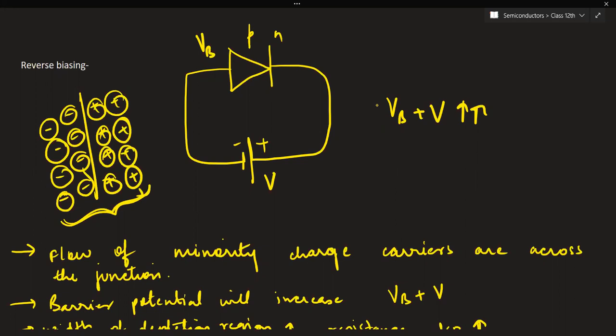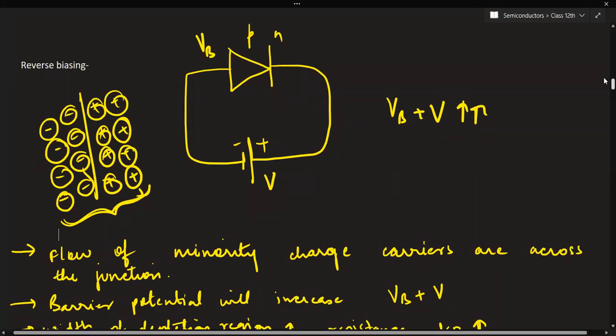So be precise. Please make some tricks or mnemonics to remember what all things are included for reverse and what all things are included for forward. The opposite things will apply. Potential increases. Majority carriers move away from the junction, whereas in forward they were moving towards the junction. Resistance will now increase. No current will flow across the junction. Fine?